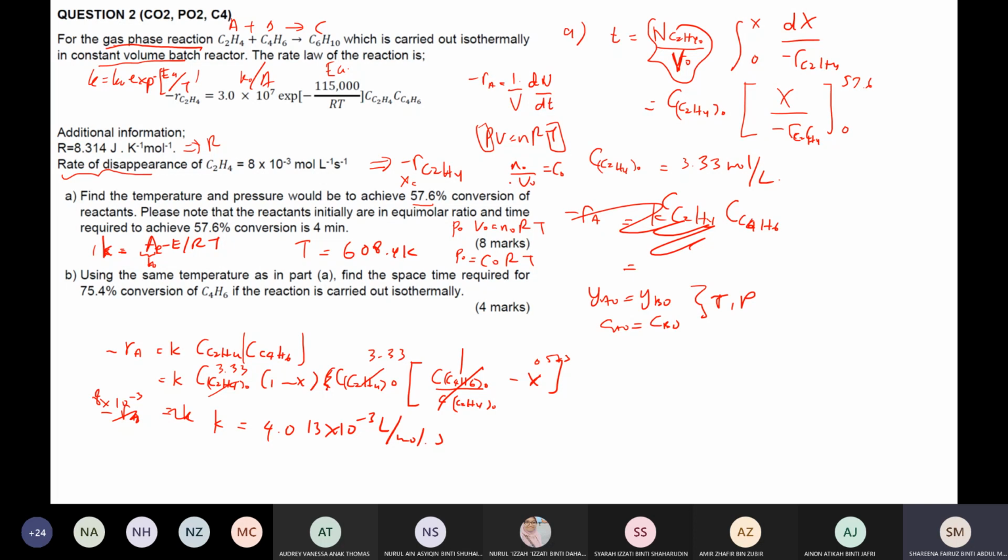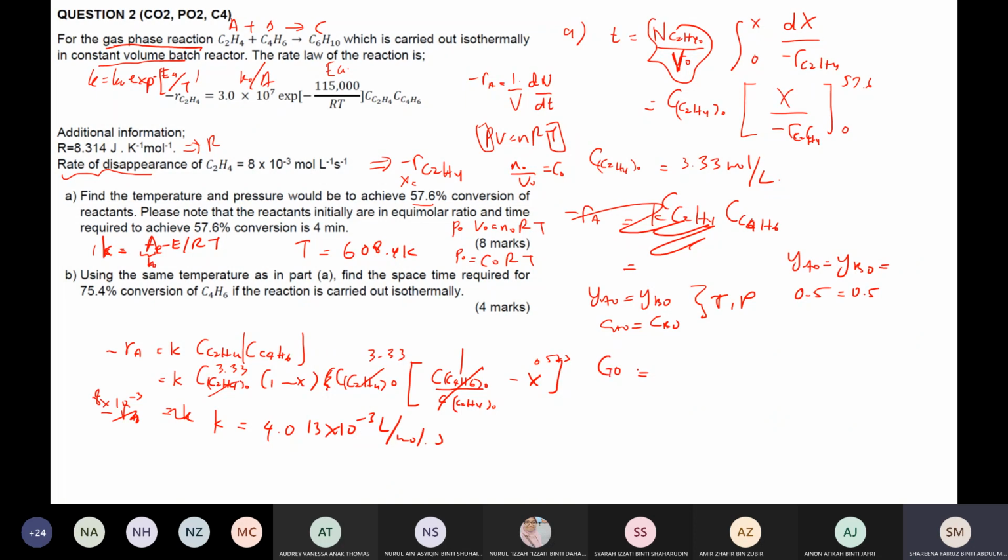Okay, so disebabkan dia equimolar means that yang saya cakap YA naught is equal to YB naught yang masuk sama, so dia 0.5, this one is 0.5. Okay, alright, so daripada situ keluarkan what is C naught. C naught, remember C naught. Alright, C naught is C total naught tau.